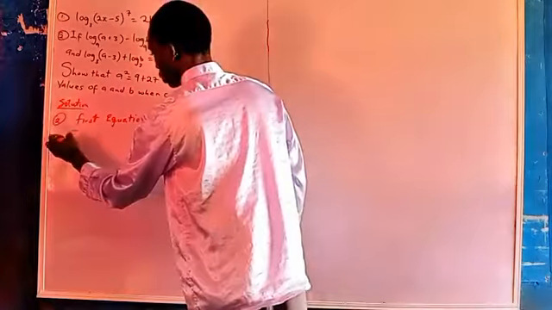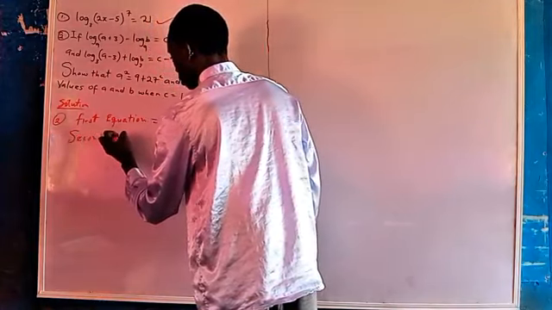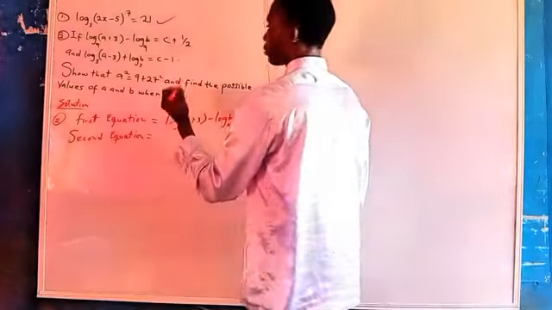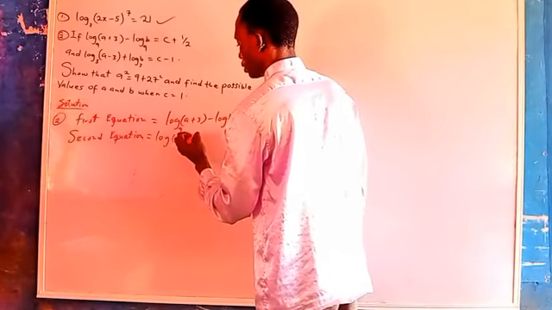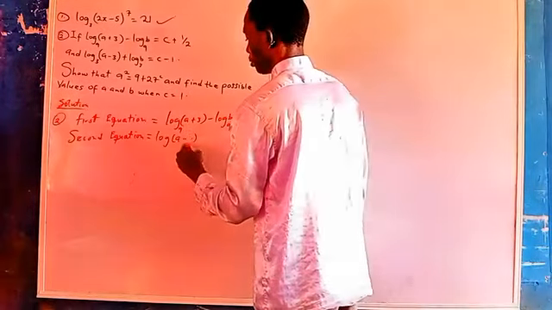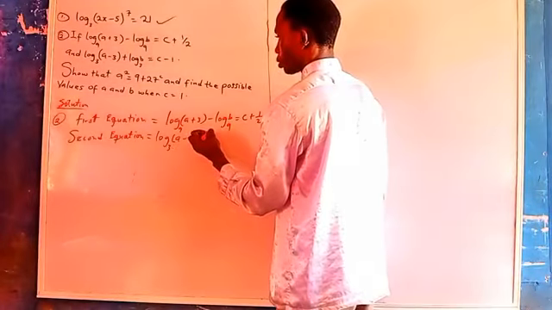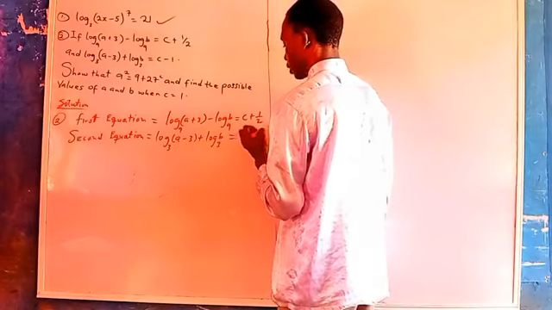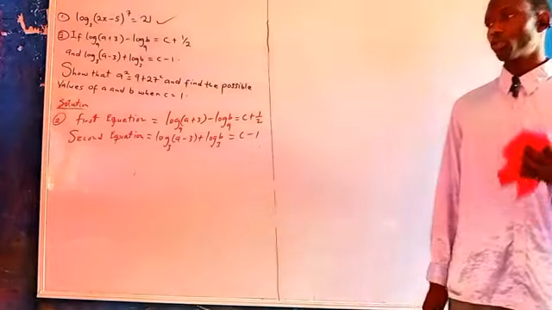And the second equation, of course, is log of a minus 3, okay, a minus 3 base 3, plus log of b base 3 equals c minus 1. So these are the two equations we are given in this problem now.